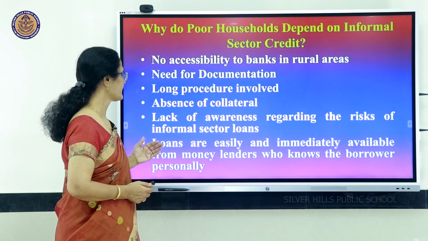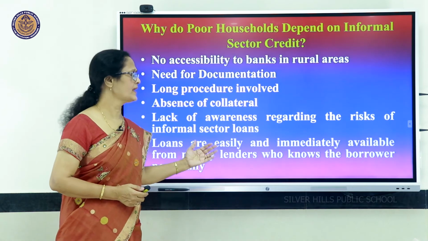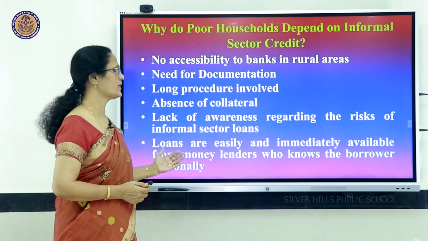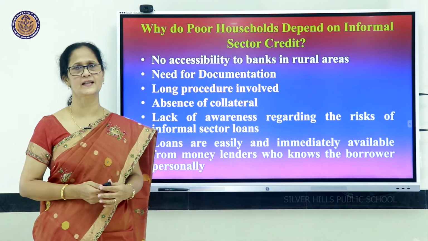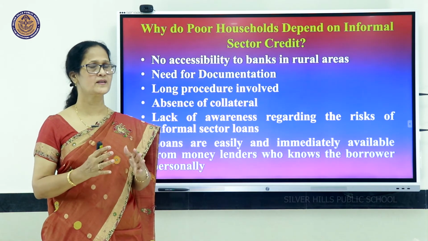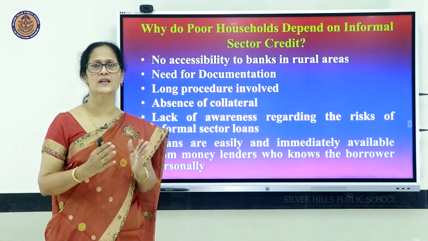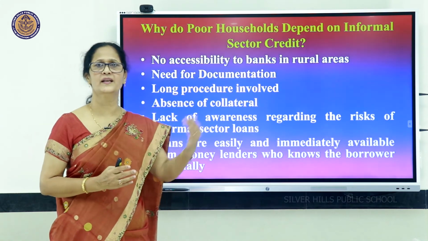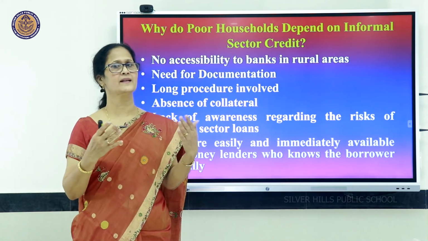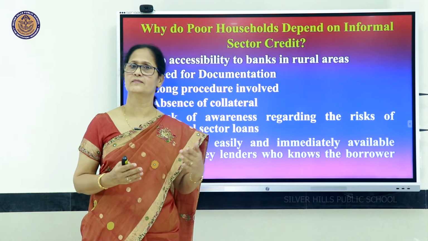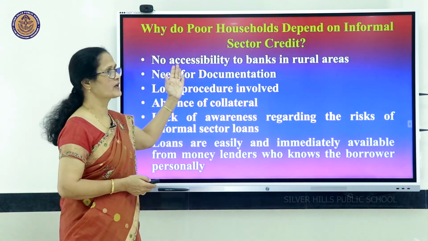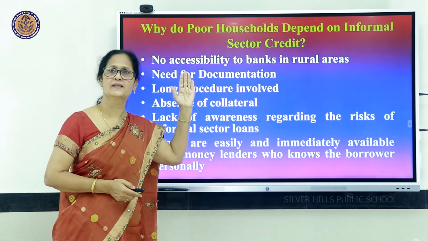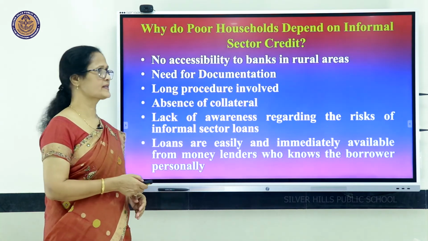And the last is, loans are easily and immediately available from money lenders who know the borrowers personally. If they want the amount immediately, they rush to the money lender, and the money lender is ready to give them loans at short notice. So that is why poor households are still depending on informal sector credit.